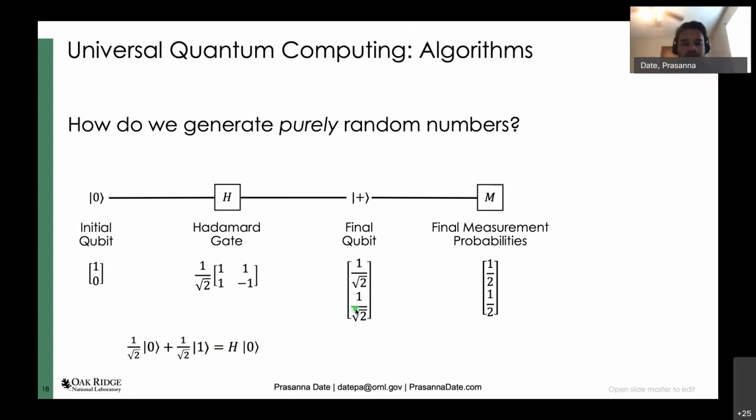So, okay, I think people are asking what purely really means. In classical computers using CPUs and GPUs, we end up using pseudo random number generators, but we do not want to use a pseudo random number generator. We would like the random numbers to really come out of some natural phenomenon, which is purely random. That is the notion of purely generating random numbers that I'm talking about. And as we see here, the Hadamard gate does precisely that.